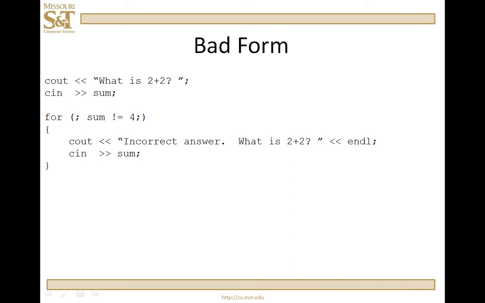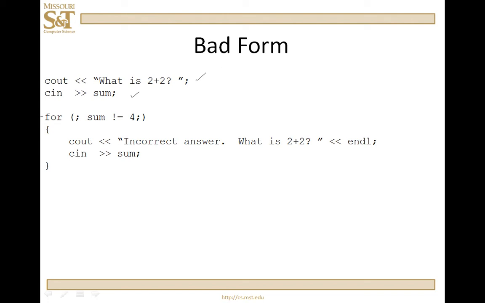I'm going to begin with an example that demonstrates very poor form, or what we consider to be poor form. There's a lot of people who love to make any kind of loop out of a for loop, and that's really not a very good idea. So let's see. We're going to prompt the user for 2 plus 2. We're going to read in what that sum is, and then jump into this for loop.